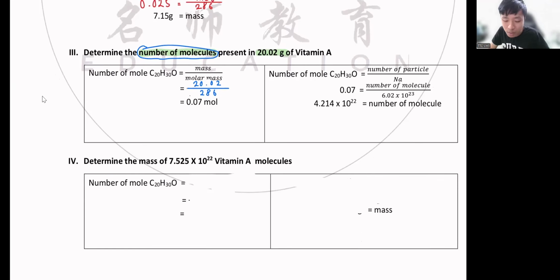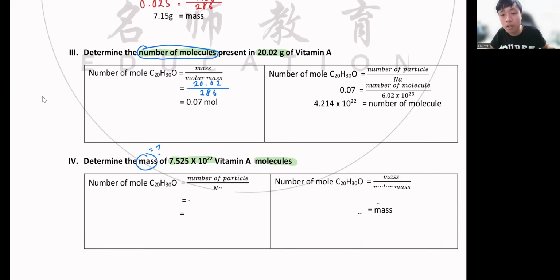Okay, so determine the mass of, now they give you how many molecules. So now you start with the number of particles first. Let's start with number of particles first. They want to find mass, but they give you number of particles first. You give an answer.